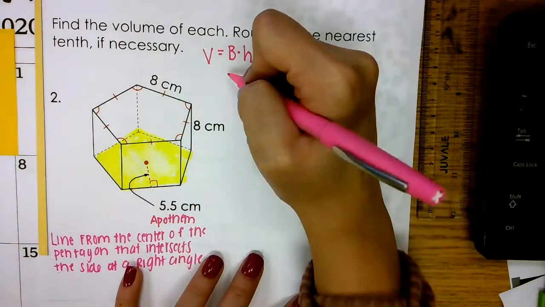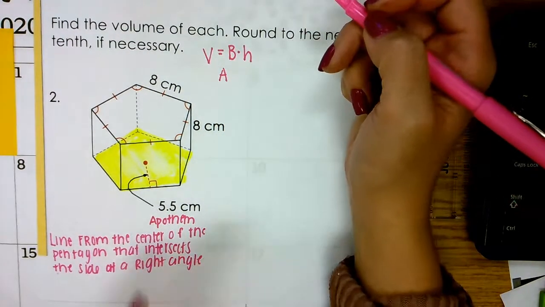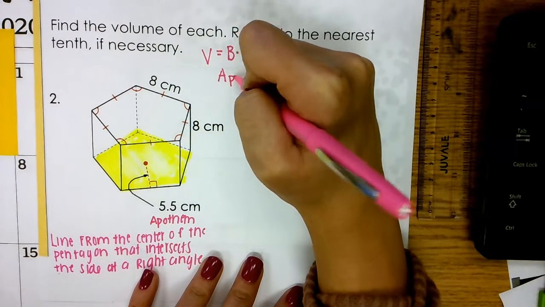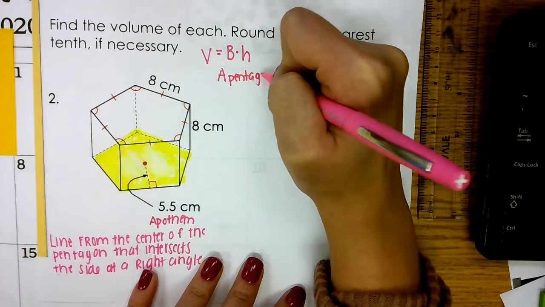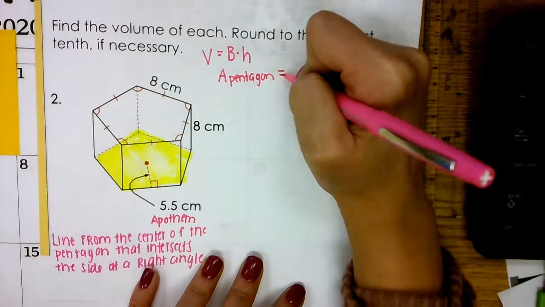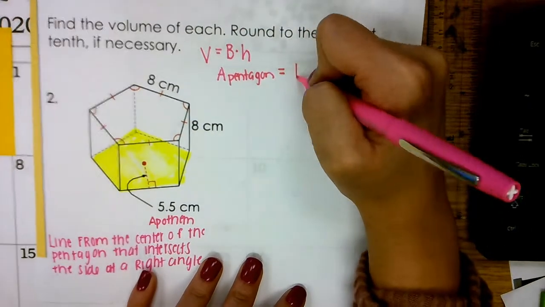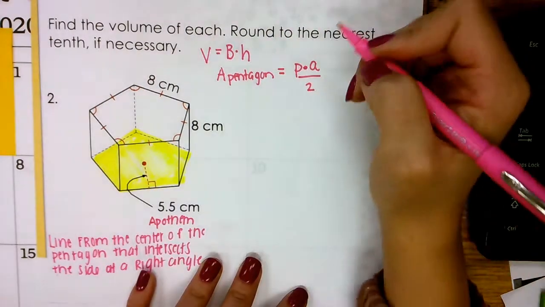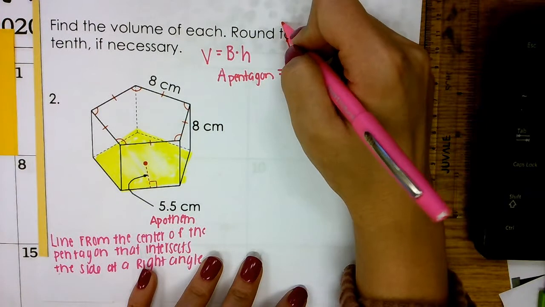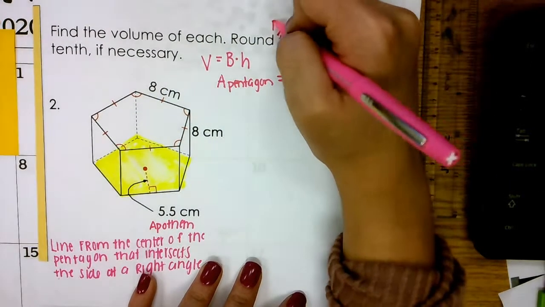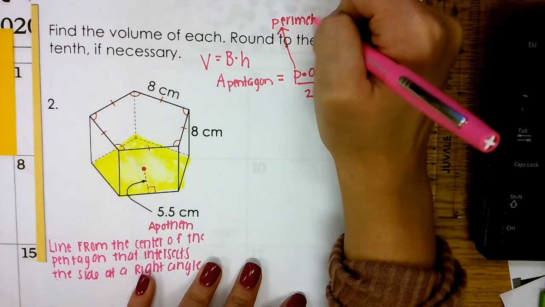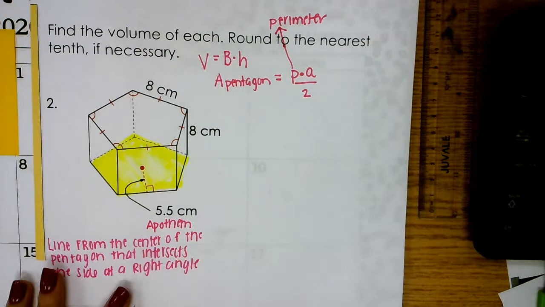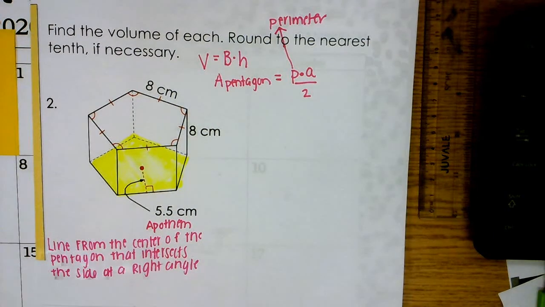So the area of a pentagon, it actually has kind of a weird formula. So area of a pentagon, I'm actually just going to write out pentagon here so we know what we're talking about, is equal to P times A over 2, where P is the perimeter and A is the apothem. So that is a completely new vocabulary word.